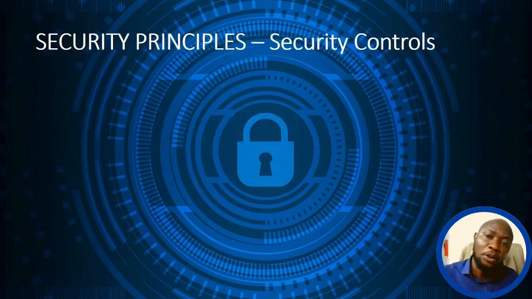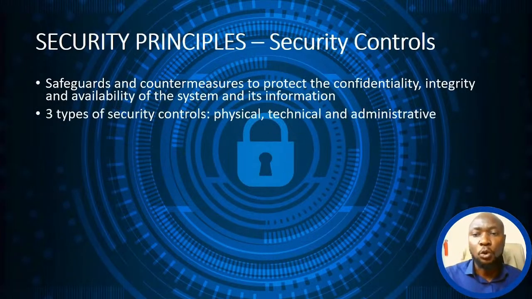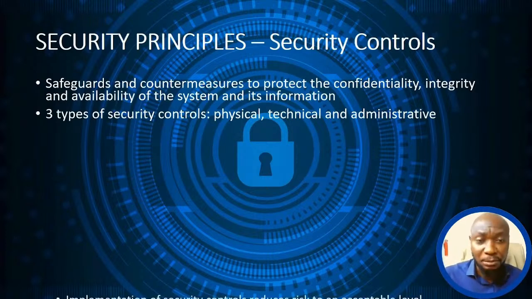So another topic under Domain 1, which is the security principles, is security controls. When you are talking about security controls, you are looking at safeguards and countermeasures that protect the CIA, which is the confidentiality, integrity, and availability of the system and information within an organization. So we have three types of control: the physical, technical, and administrative. Under the ISC2 Certified in Cybersecurity, you look at physical controls, technical controls, and administrative controls.